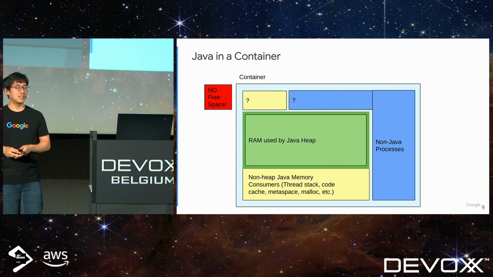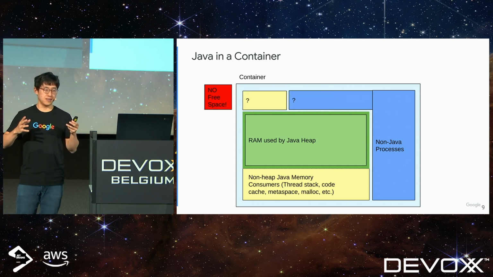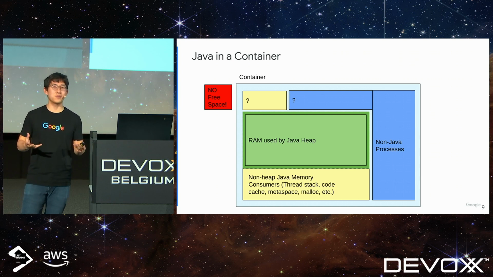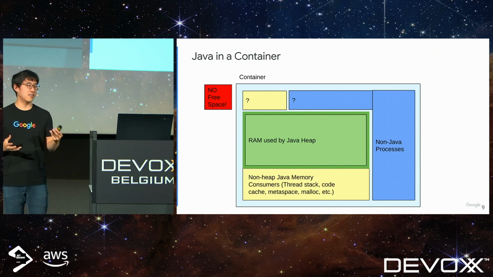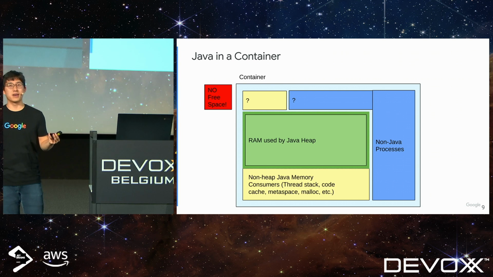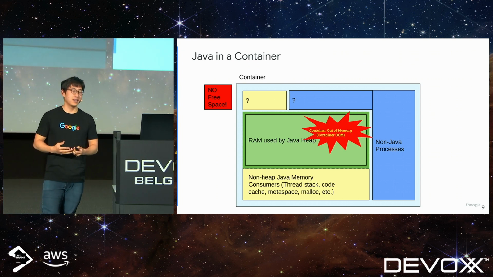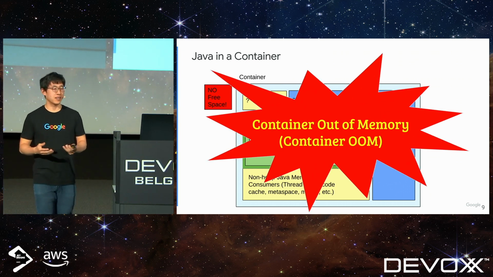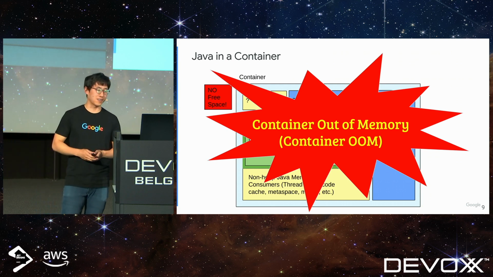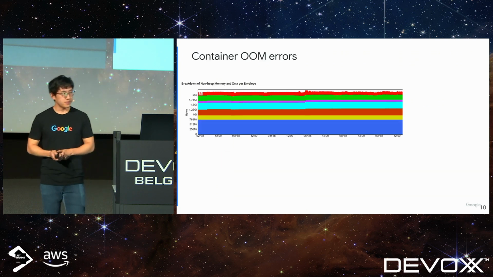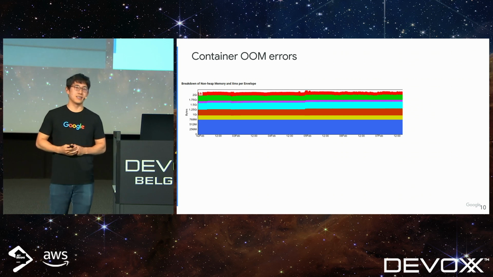And in the worst case scenario, if these unknown RAM consumers use too much, then we get in a scenario where, well, we have no more RAM left in the container. And that is what we call a container out of memory, which I'm sure you all are familiar with already. OK, so how does tracking this look like?